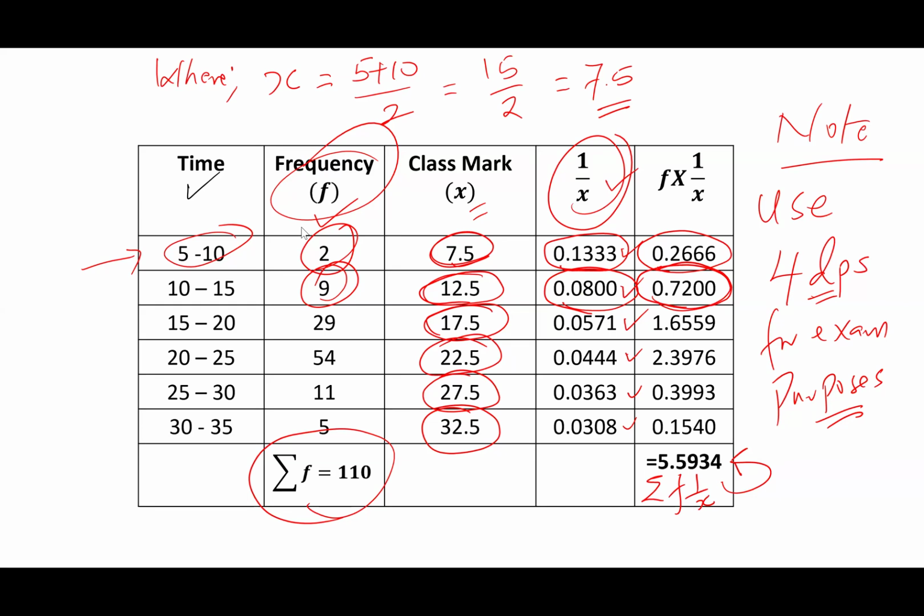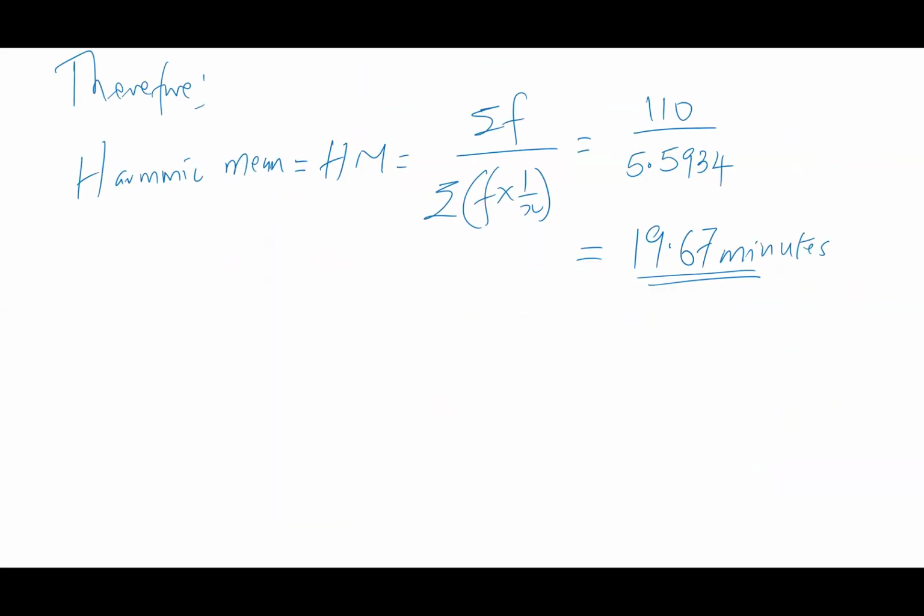With our harmonic mean, we now replace this in our formula. And here we are saying harmonic mean is equal to summation of f, which we have as 110, divided by 5.5934, 4 decimal places. So that brings us to 19.67, depending on really how you carried your decimal places. So there you are, harmonic mean over distribution. Now I can go to frequency density.